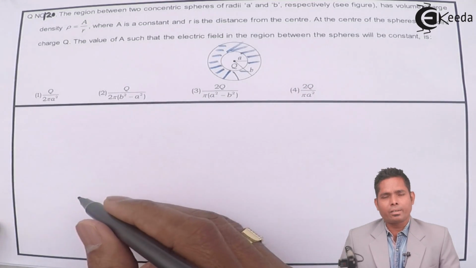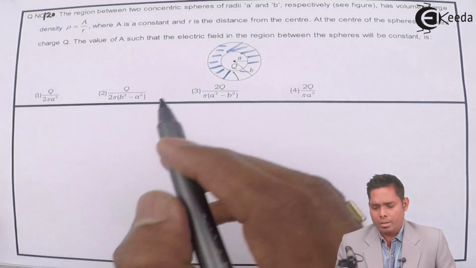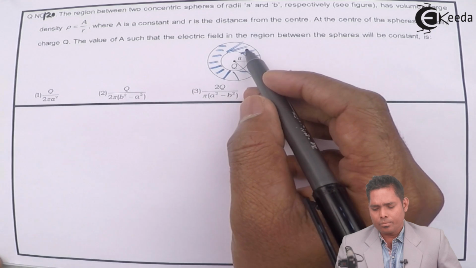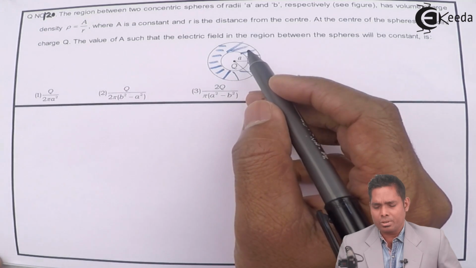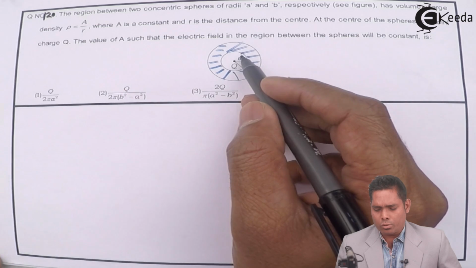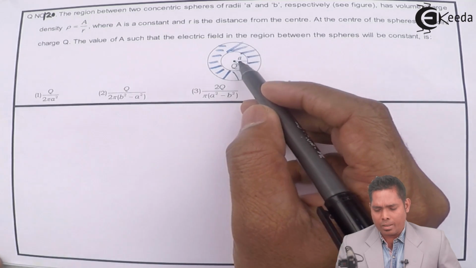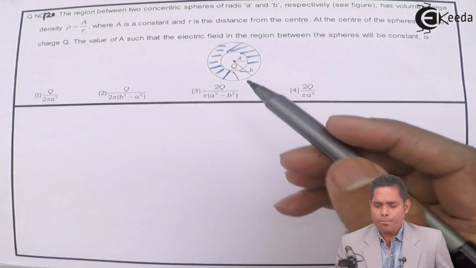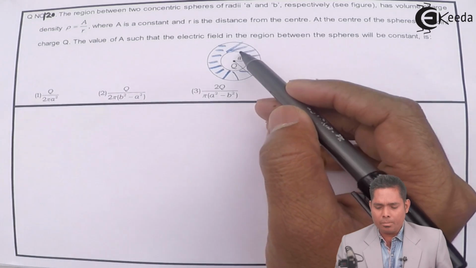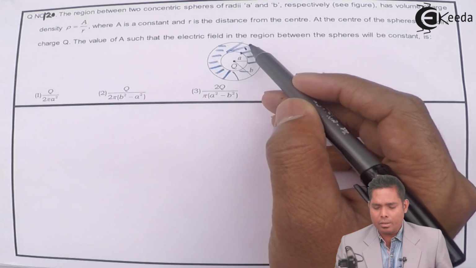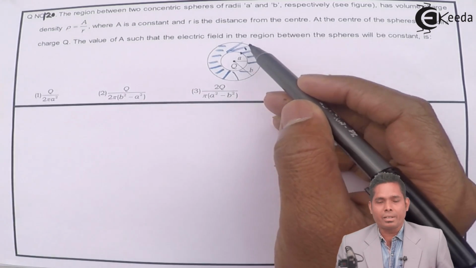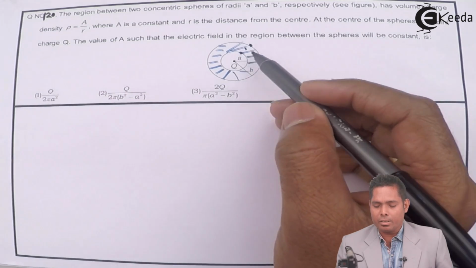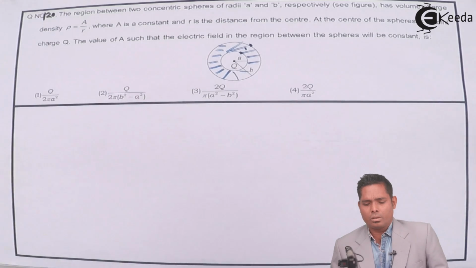So that means you have to find the general expression for electric field at any point here, and in that electric field expression you substitute small r equals A and small r equals B and then equate that, because if the electric field is same, then it is same here and here and here also. So we have two boundary conditions. We find the electric field at A and at B and equate them to get the value of this capital A.